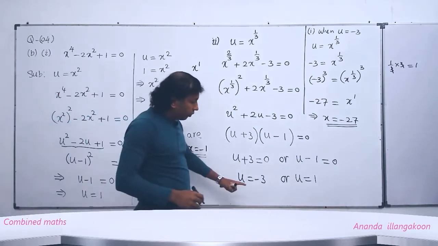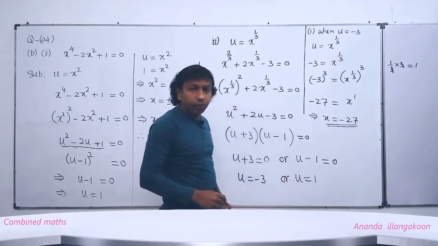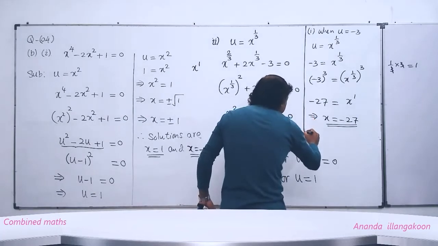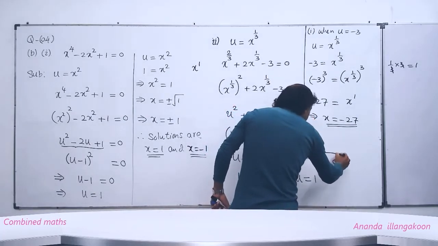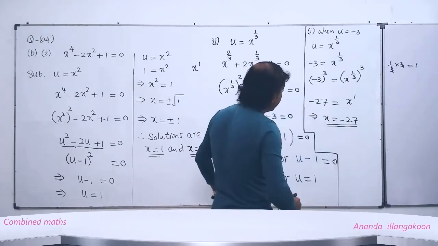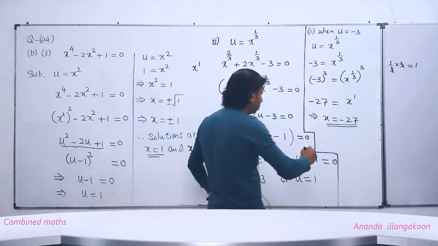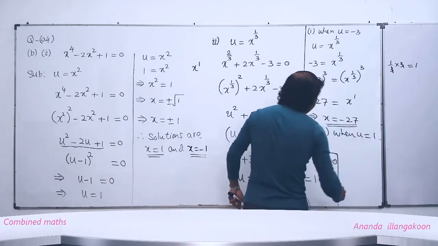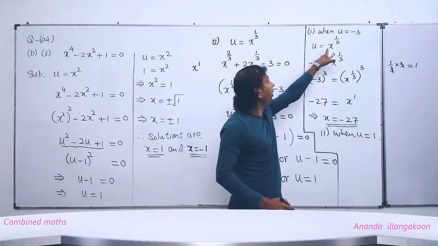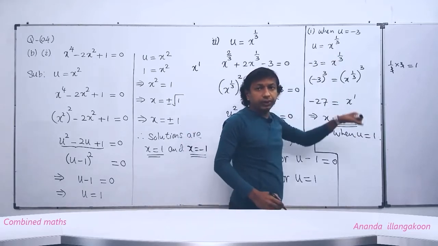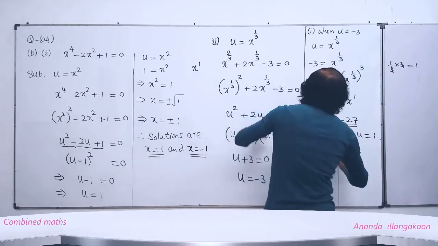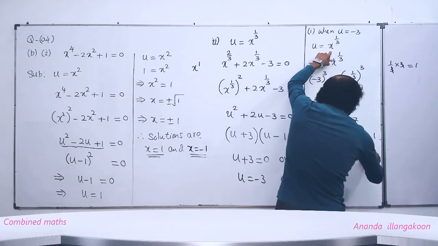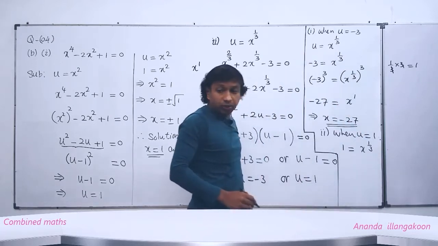The other one, people, u equals 1. When u equals 1, second, you can take the answer when u equals 1, right? Number 2, when u equals 1. Again, between u and x the relation we know is u equals x to the power 1/3. Then I substitute 1 for this u: 1 equals x to the power 1/3.